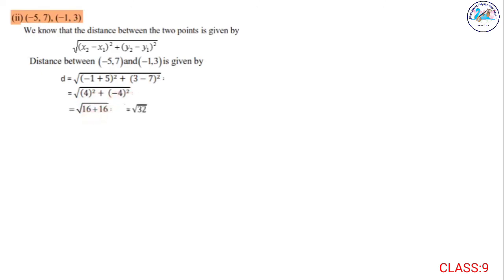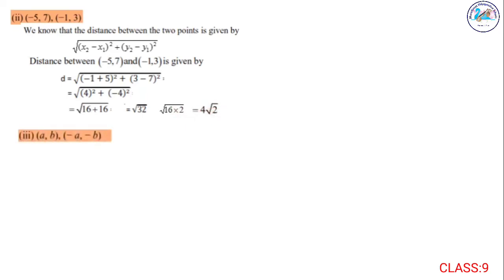Then finally 16 plus 16 gives root 32, and root 32 we split as 16 into 2, and 16 comes out of the square root as 4. 4 square is 16, that's why 4 comes out. Then inside the square root there is only one number, that is 2. So the final answer is 4 root 2.